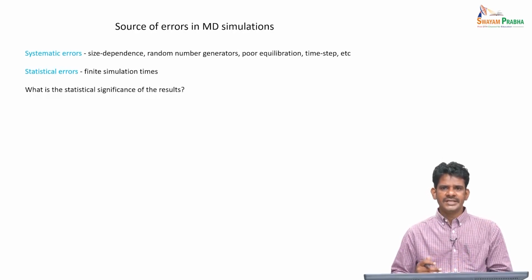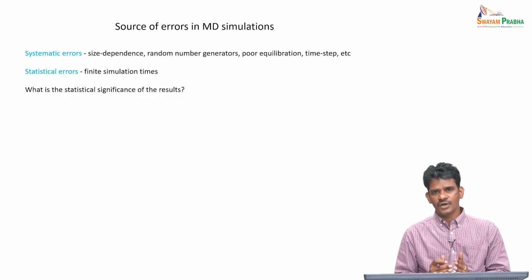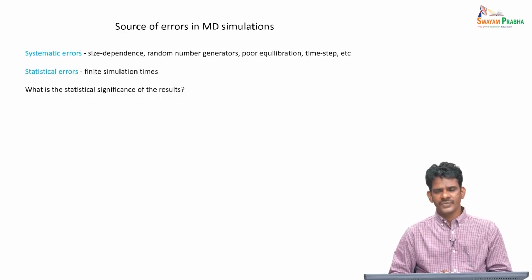We can decrease the time step by 2 times or 5 times, and then look at whether there is any systematic dependence on the results due to the time step effects. So all these things are possible for us to test the effect of any of these system parameters in the measured quantities. So it's very easy to handle such systematic error.